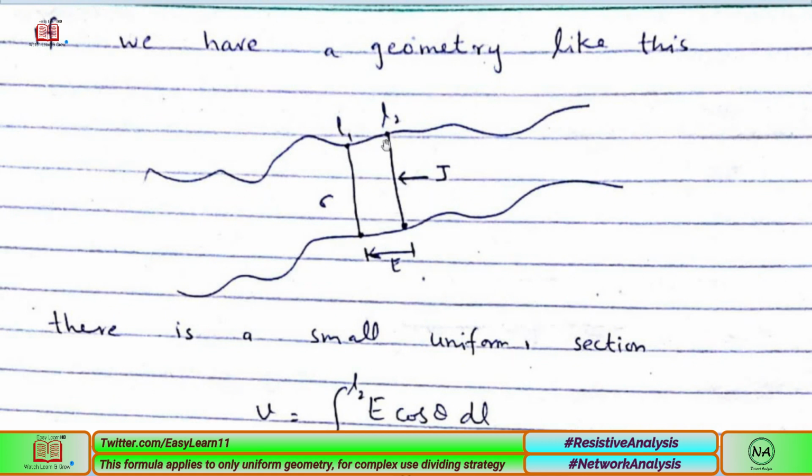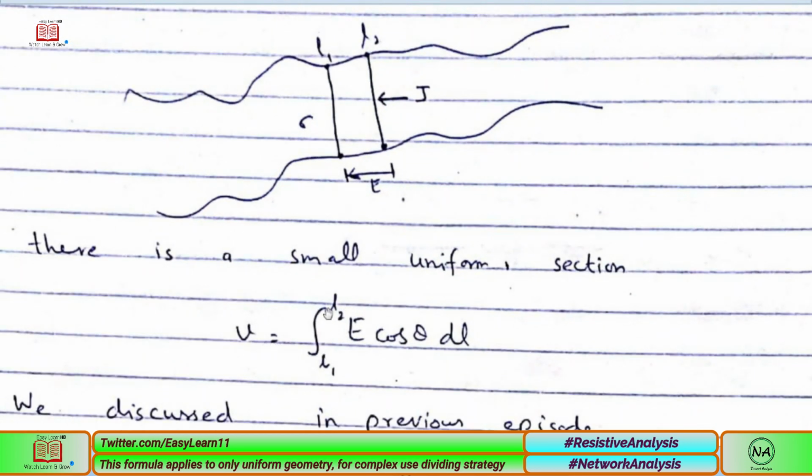So L1 and L2 are the two points. This is the E, that is the electric field. This is the sigma, that is always there for the conductivity, and J is our current density. So there is a small uniform section where we can apply this formula. This formula is then converted into this type of shape, that is integration from the lower limit toward the upper limit. Integration from L1 to L2, where L1 is the lower limit and the upper limit is L2, of E cos theta dl.